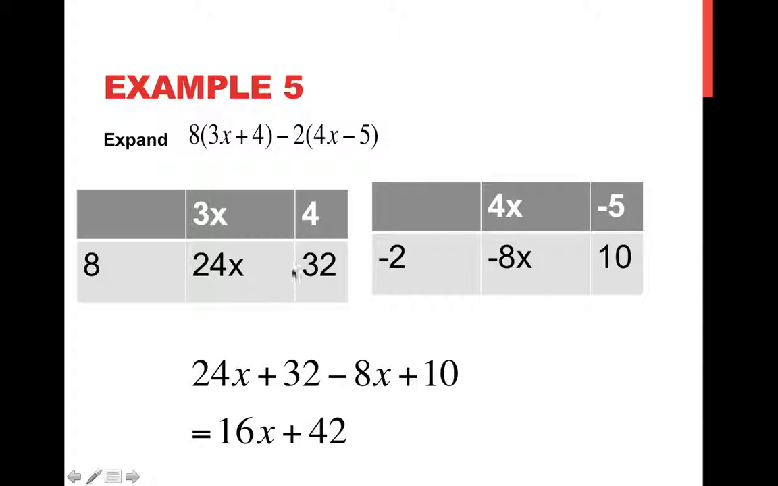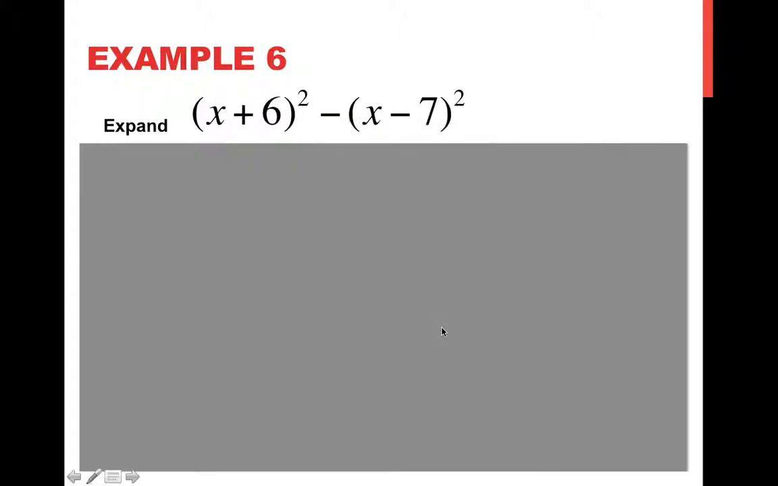And then you just put these values inside the grid here and inside the grid here. 24x plus 32 minus 8x plus 10. Simplify all that expression: 16x plus 42. There you go. Now, last one now.